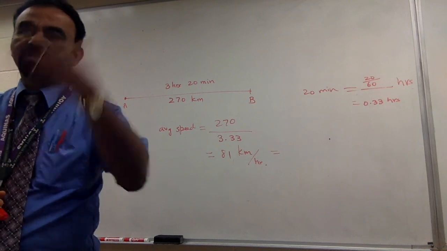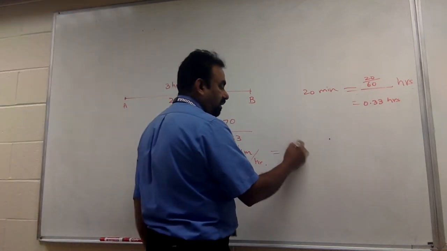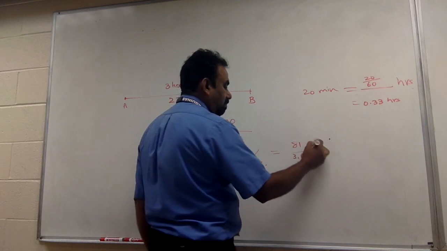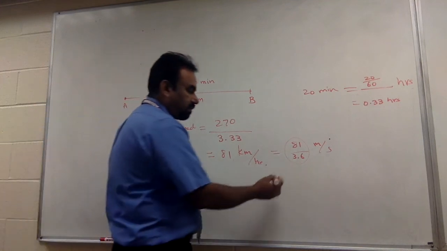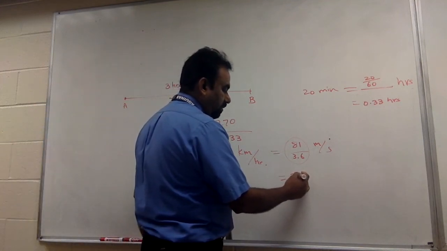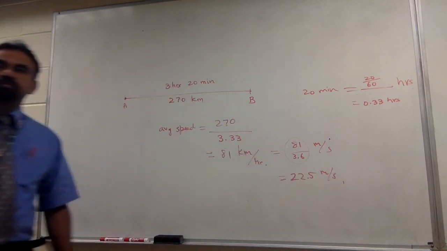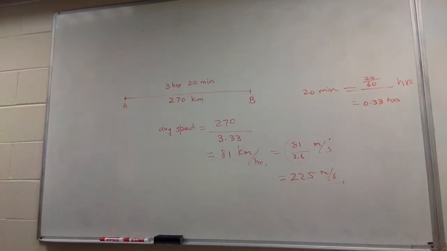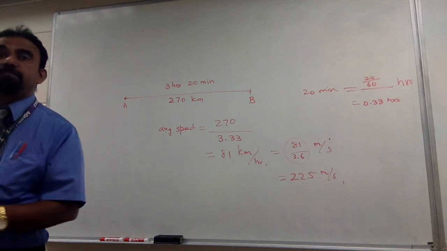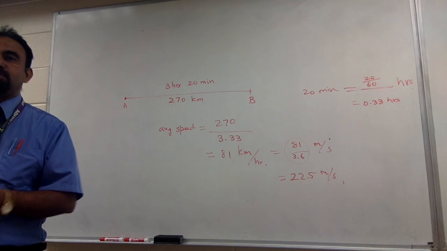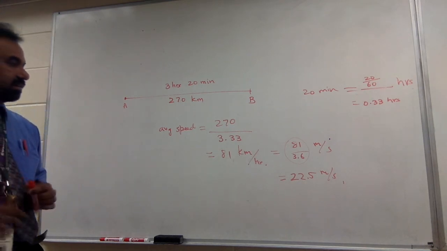81 divided by 3.6 will give you the answer in meters per second. How much is that? 21.5. So when you divide kilometers per hour by 3.6, what do you get? Meters per second. When you multiply meters per second by 3.6, you get kilometers per hour. Okay? That's the shortest way of getting it.